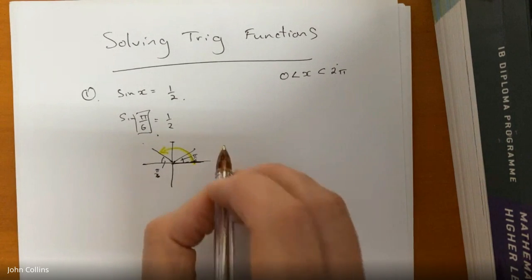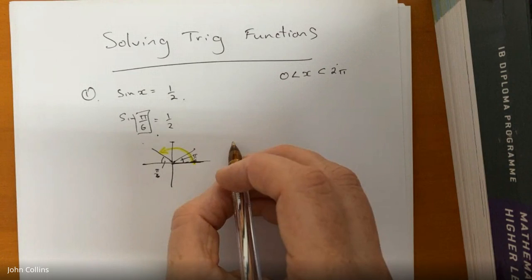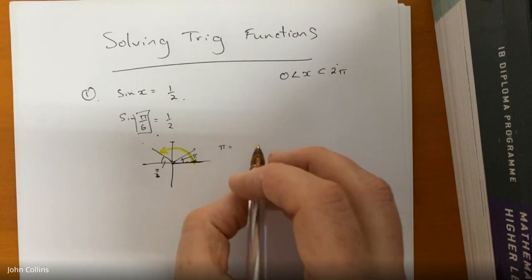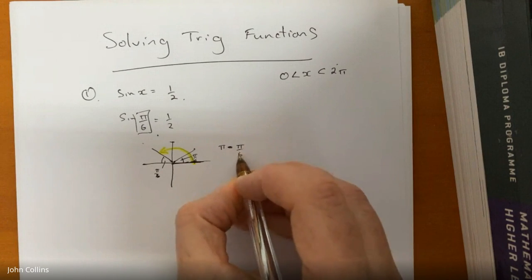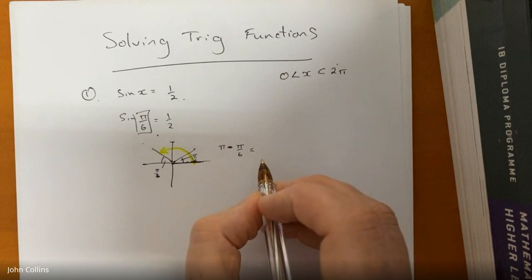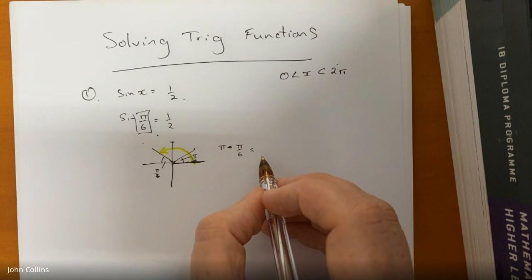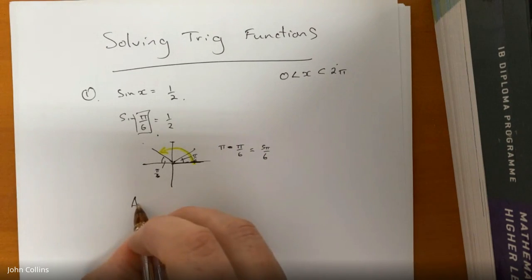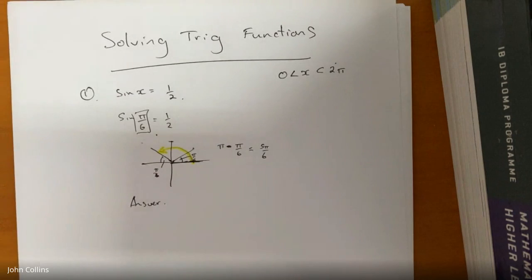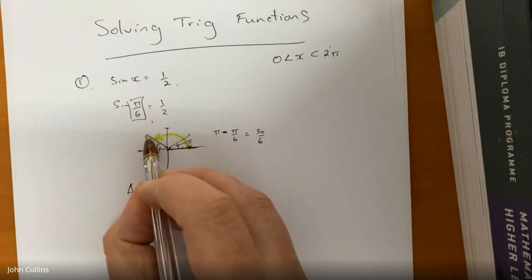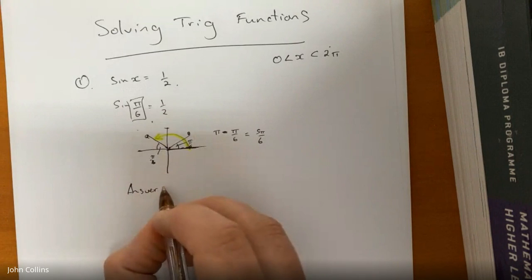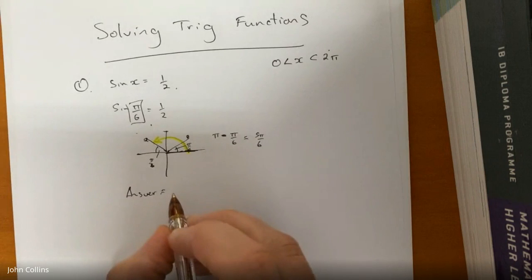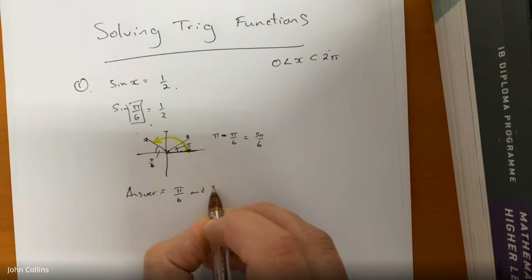So what is it? Pi minus pi over 6, which is 5 pi over 6. So my answer: because sine is positive, it'll be above, and these are the two places, here and here, and they're both the same height. I can do those ones, but then when it gets complicated, that's tough. Well, that's where we're going next. Don't worry. Pi over 6 and 5 pi over 6.